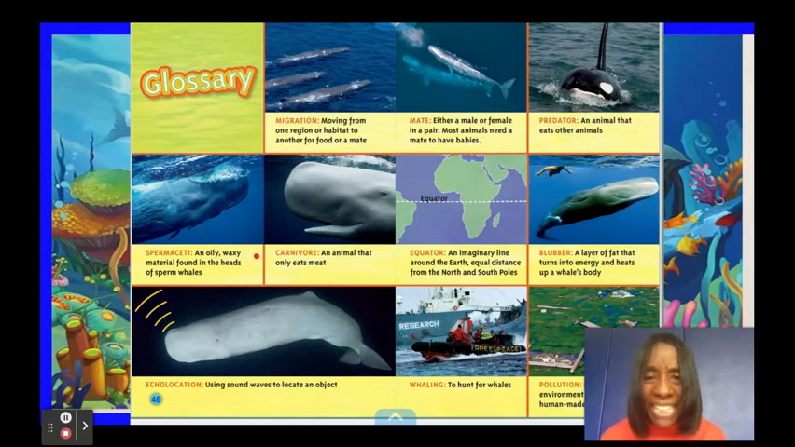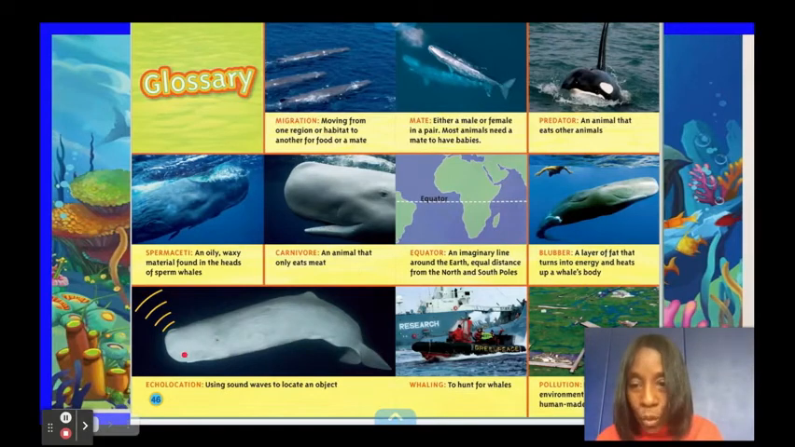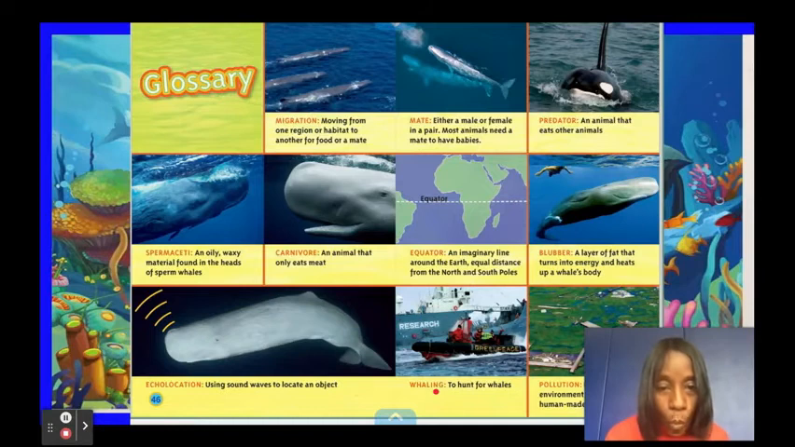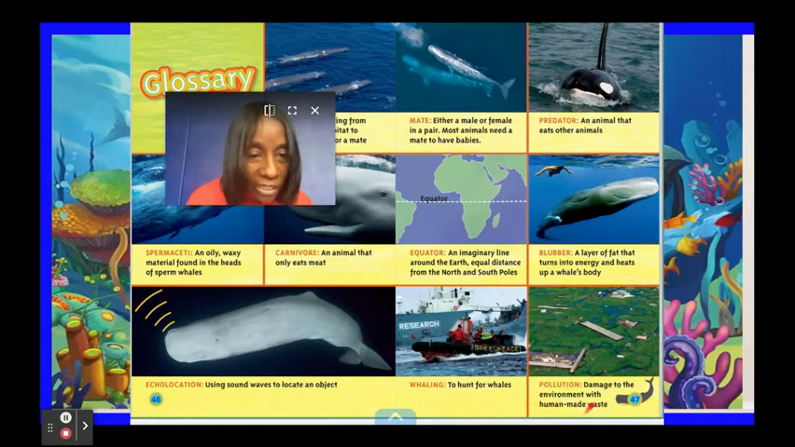Carnivore, an animal that only eats meat. Equator, an imaginary line around the earth, equal distant from the North and South Pole. Blubber, a layer of fat that turns into energy and heats up a whale's body. Right here, scholars, look closely. Echolocation, using sound waves to locate an object. Whaling, to hunt for whale. Pollution, danger to the environment with human made waste.